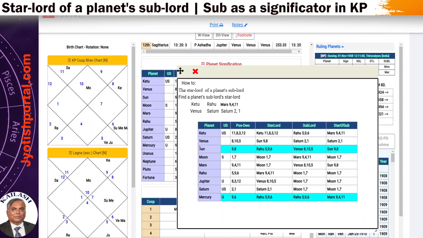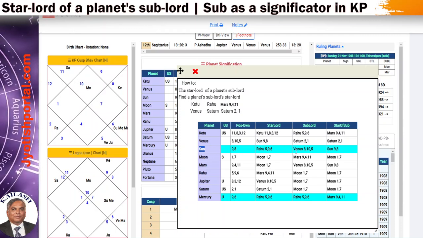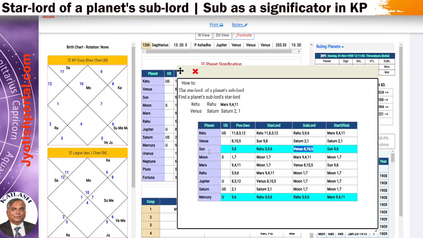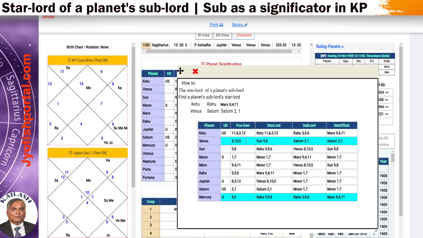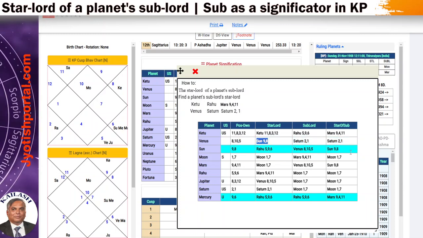Similarly for Sun, it is very easy. The planet is Sun, and the Sun sublord is Venus. Now again you have to focus on the Venus row, and you find it is Sun. So all you have to do is put Sun's value in the last column. So this is how you prepare the list of signification for the last column.